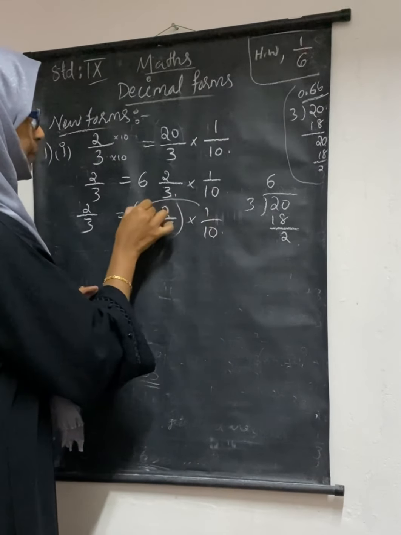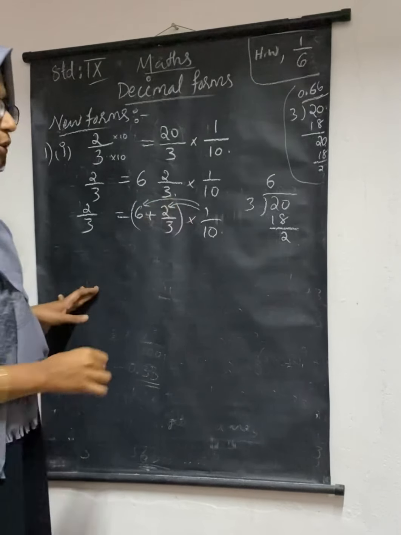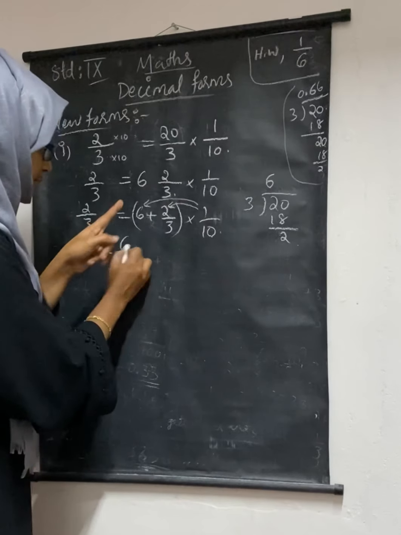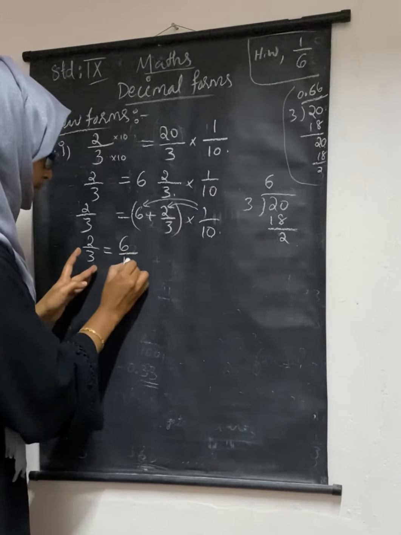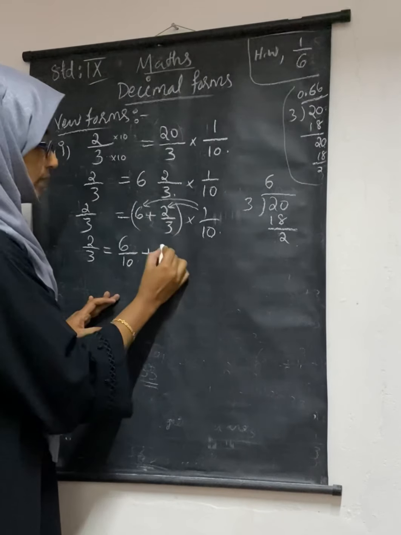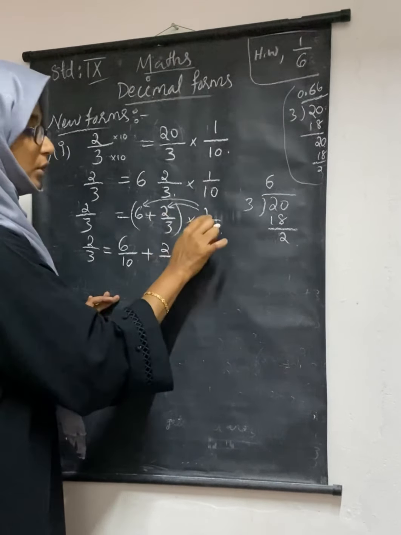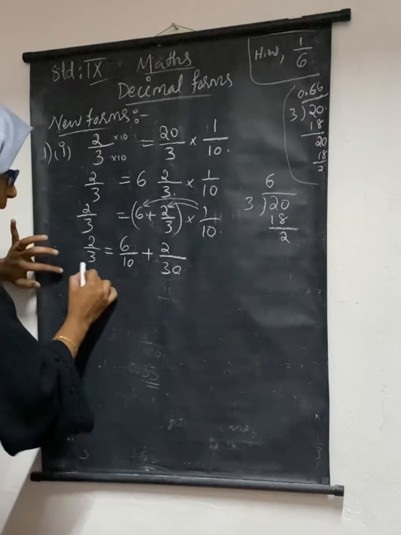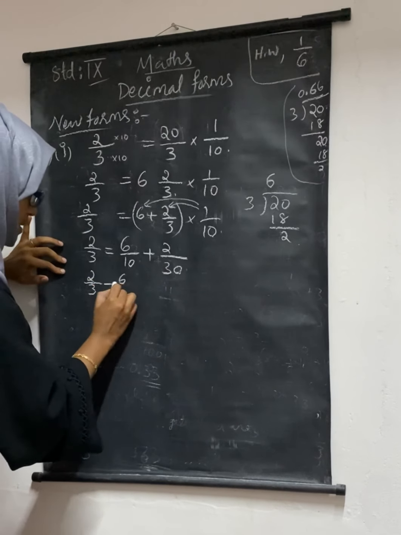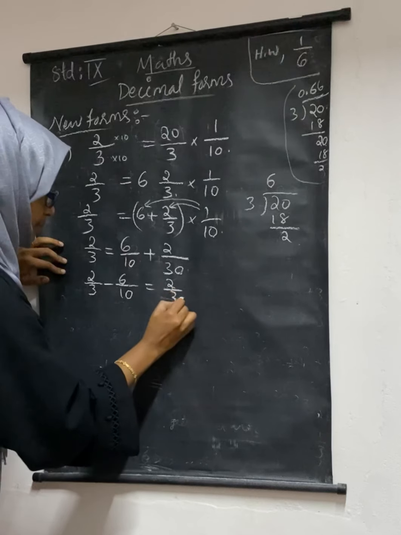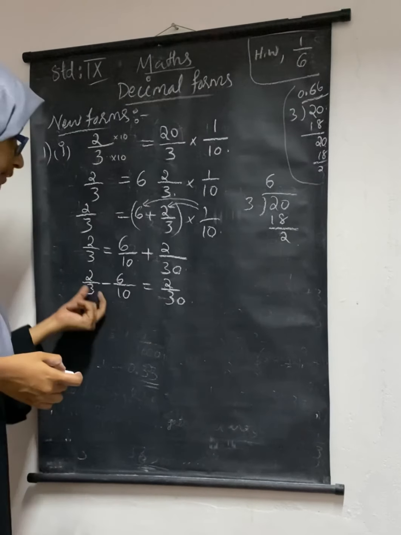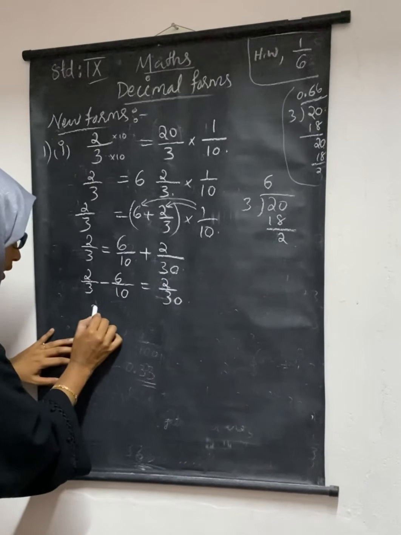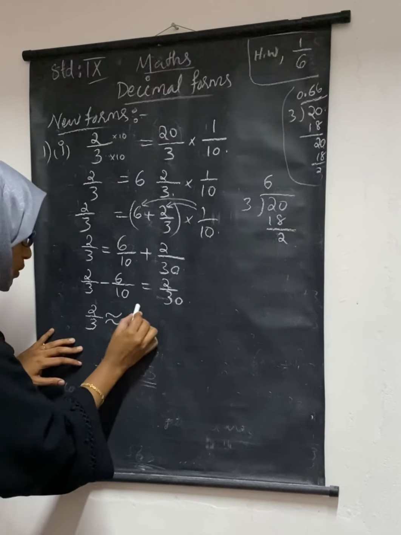So we have to multiply this number with this and with this. Now 2 by 3 is equal to 6 ones are 6, by 10. Put a plus: 2 ones are 2, by 3 tens are 30. As you did in the previous method, this number I am going to bring here. 2 by 3 minus 6 by 10 is equal to 2 by 30. So I can say 2 by 3 and 6 by 10 are closer to each other. So they are approximately equal. I can say 2 by 3 is approximately equal to 6 by 10.